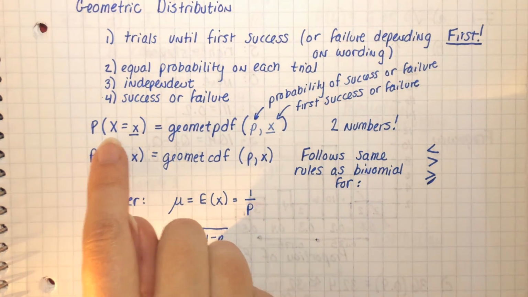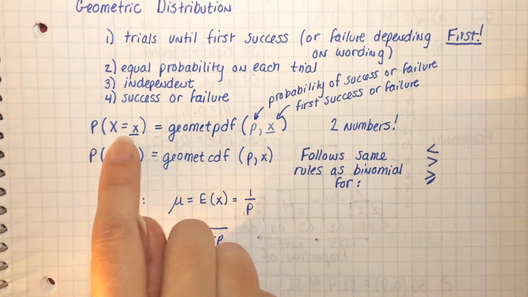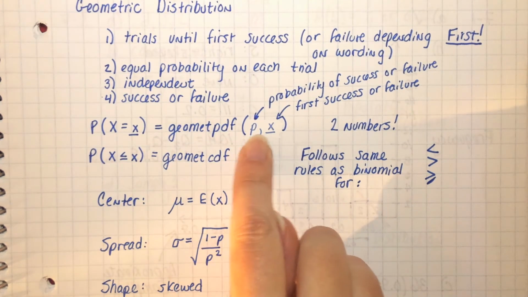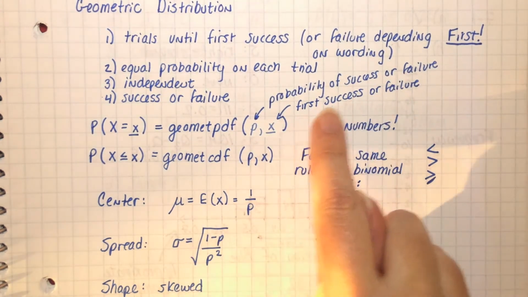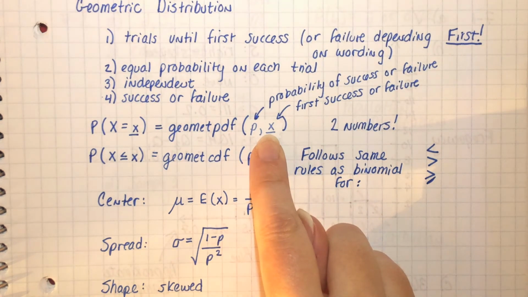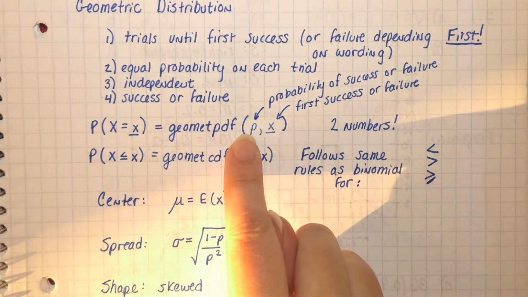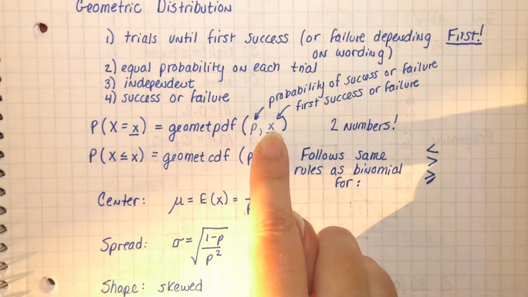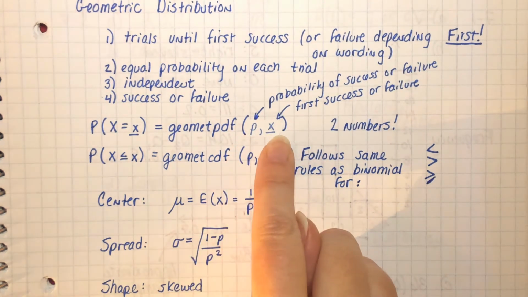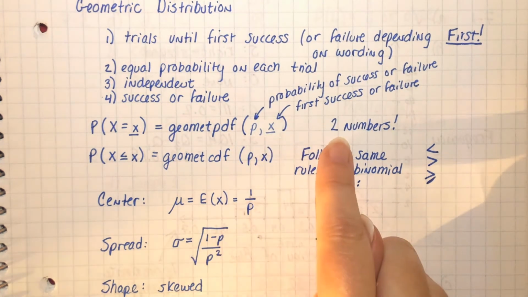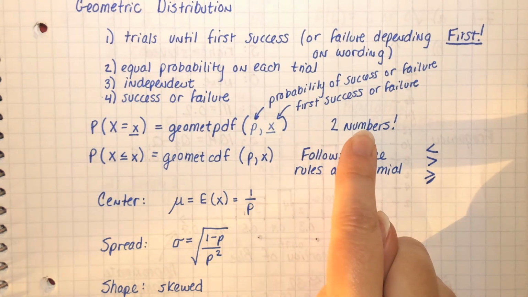Equal probability on each trial is still necessary, independence is still necessary, and success or failure situation is still necessary. Okay, geometric PDF only requires 2 numbers. You have a probability, and then where your first success or failure will happen. So if you have failure here, you want first failure. If you have success here, you want your first success. And it only requires 2 numbers to plug in.